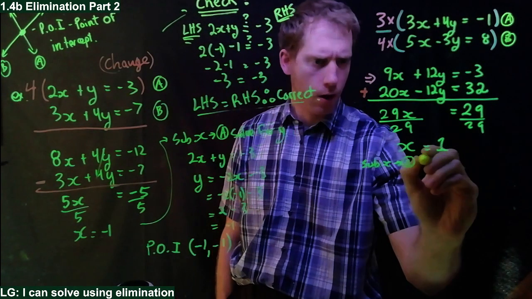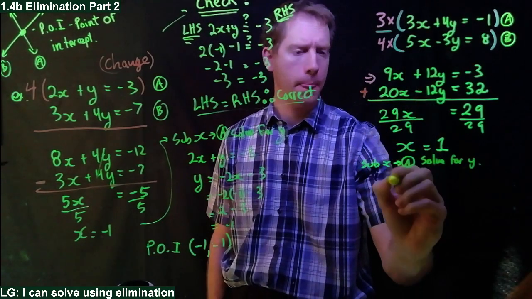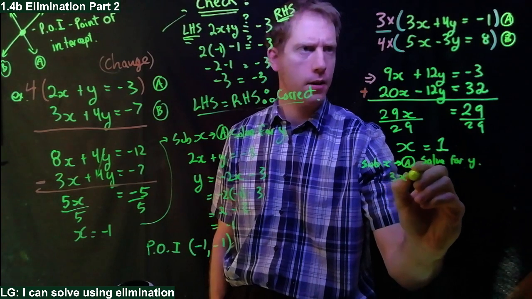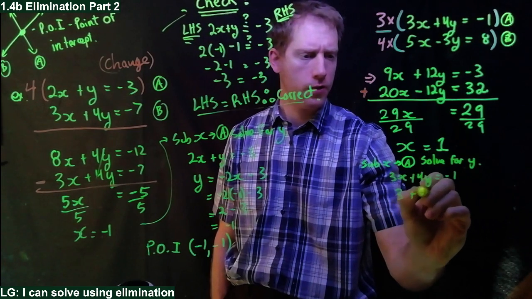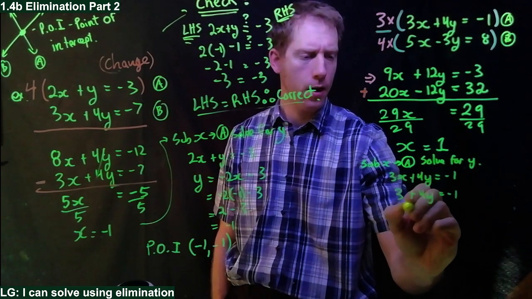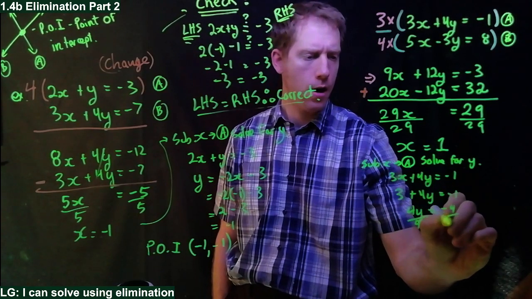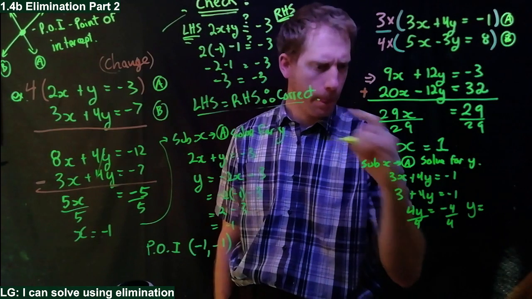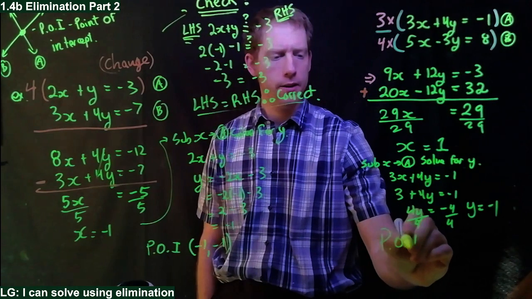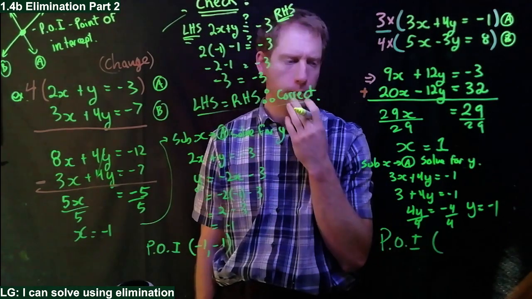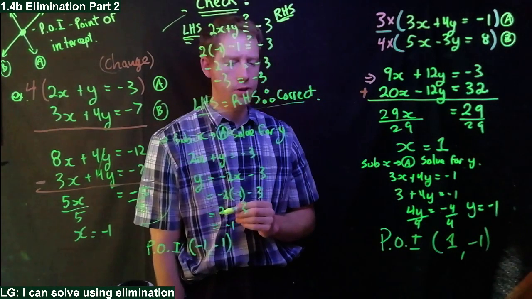Okay, solve for y. So I have 3x plus 4y is equal to negative 1. We're putting 3 plus 4y is equal to negative 1. 4y is equal to negative 4. Divide by 4. Y is equal to what? Negative 1. Okay, so therefore the point of intercept is 1 comma negative 1. Agree? That's your answer.